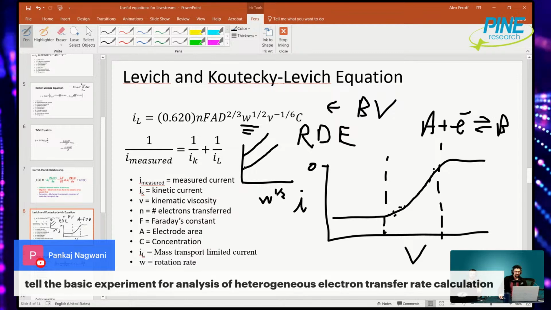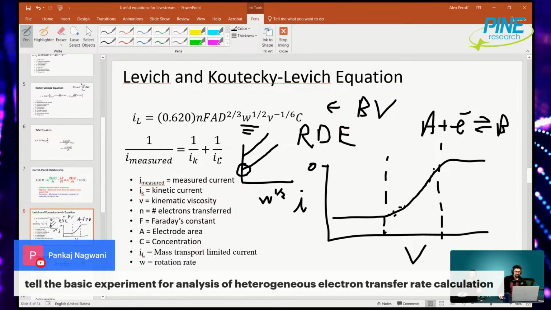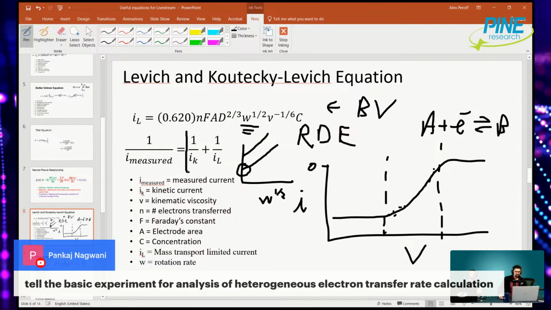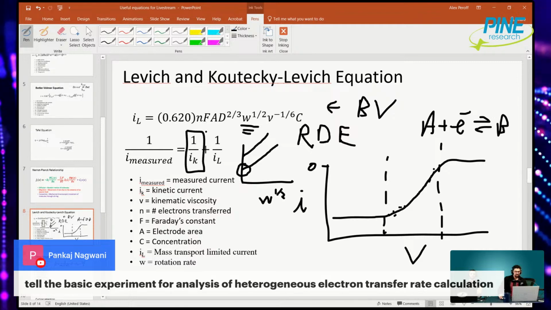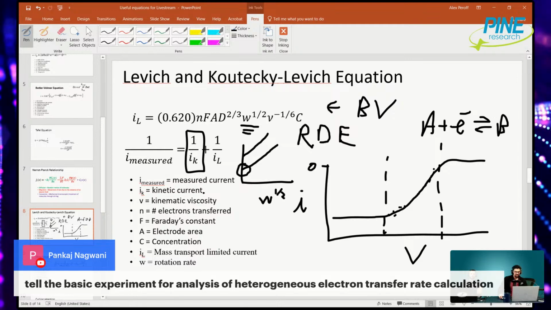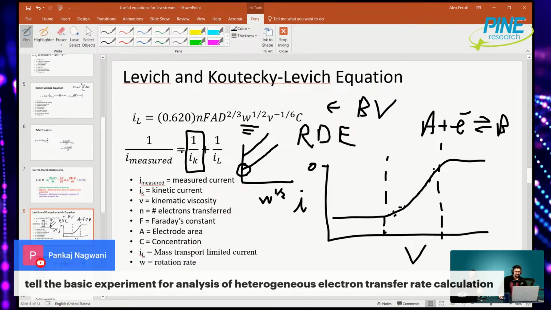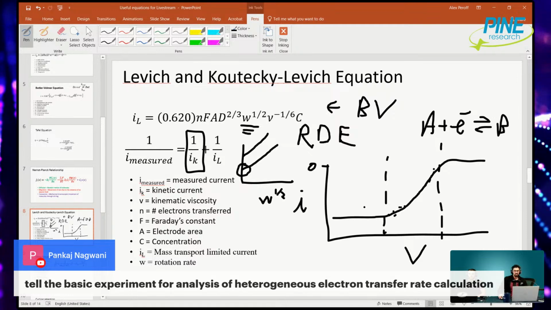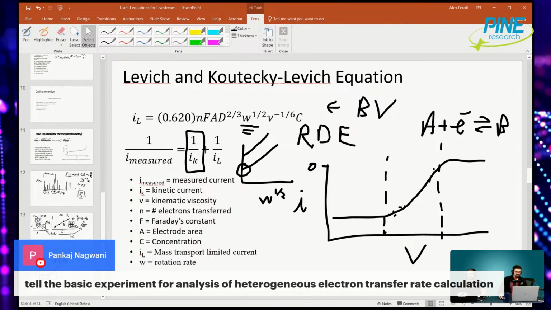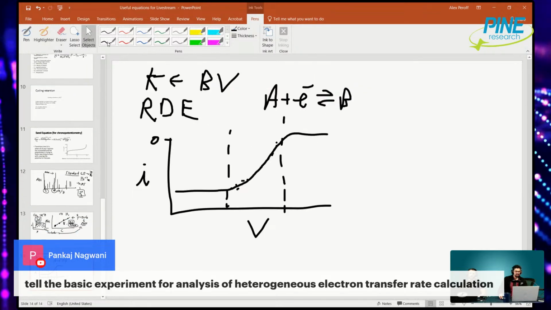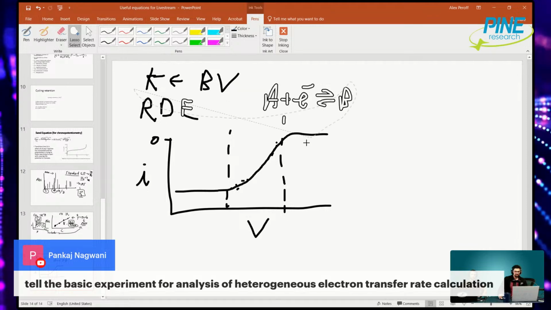The y-axis intercept here is related to 1 over the kinetic current. So just like in the EIS example, you can use a rotating disk, which is very stable within this region, to get this kinetic current. And from the kinetic current, you can determine the rate constant using the same equation as before.